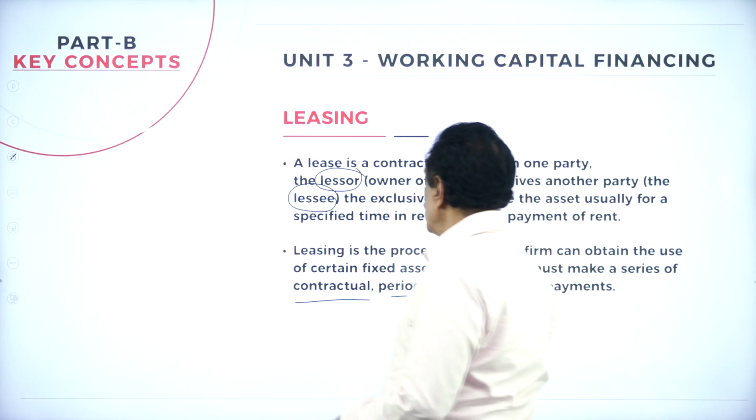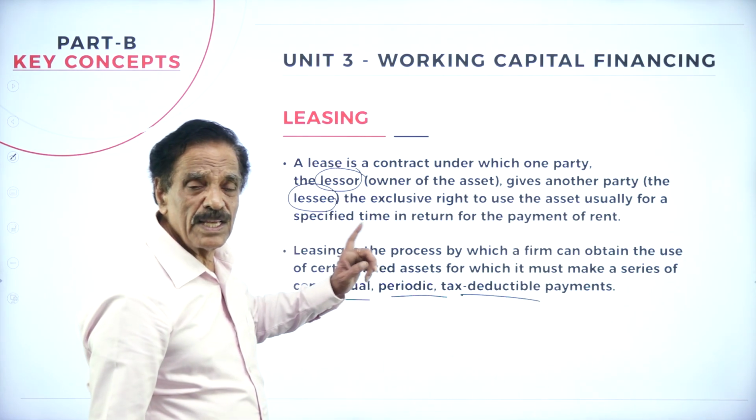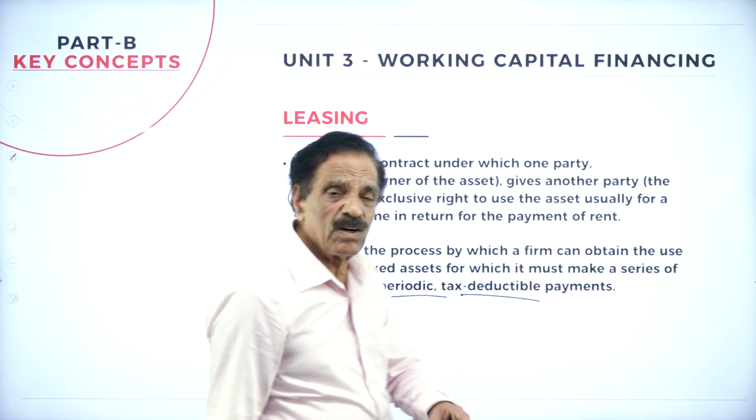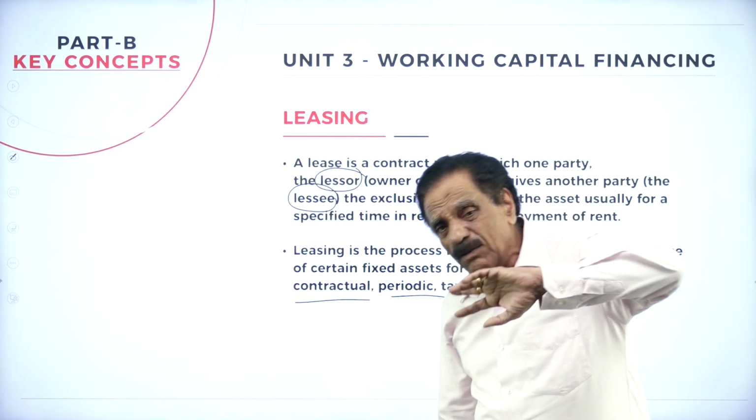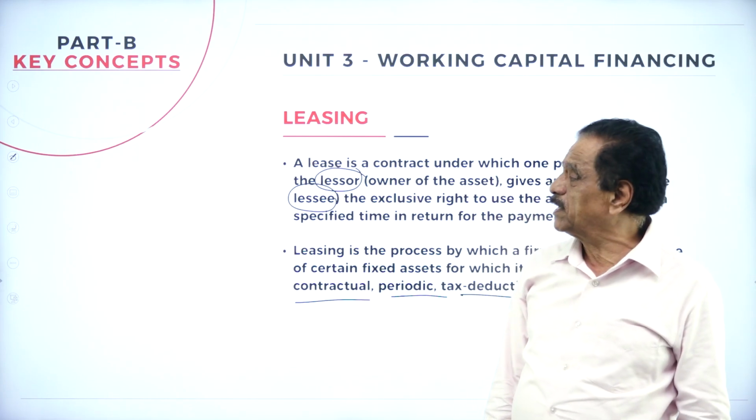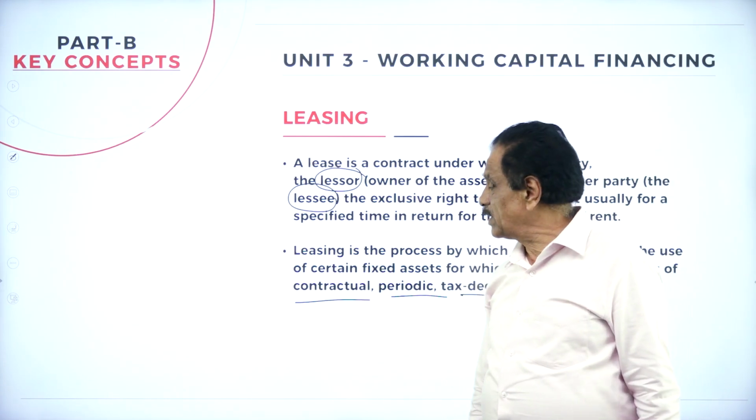Then regarding the lease, we have two parties. One is called the lessor and the other the lessee. The lessor is the owner of the property. The lessee is the utilizer of the contract. Whatever contract we have between the lessor and the lessee, we call leasing.